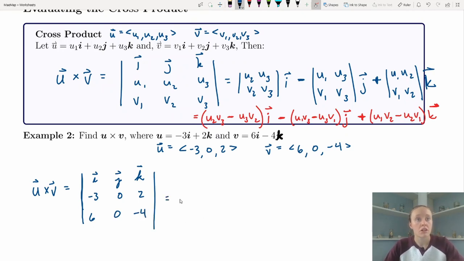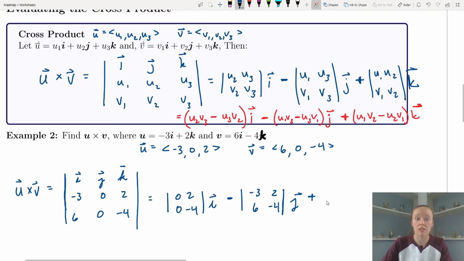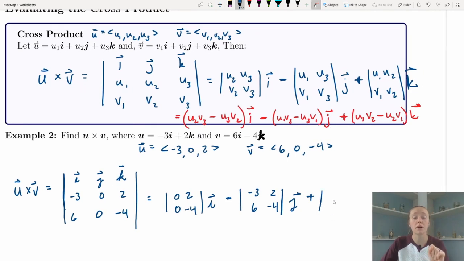Now I'm going to write out each of those individual determinants. Covering up i, I'll get 0, 2, 0, negative 4, times i. And remember we're subtracting our j, so the determinant, if we covered up row j, would be negative 3, 2, 6, negative 4. We'll find that determinant, multiply it by vector j, and then we're going to add the other matrix, which will eventually calculate its determinant, multiplied by vector k. So covering up k, that's negative 3, 0, 6, 0.